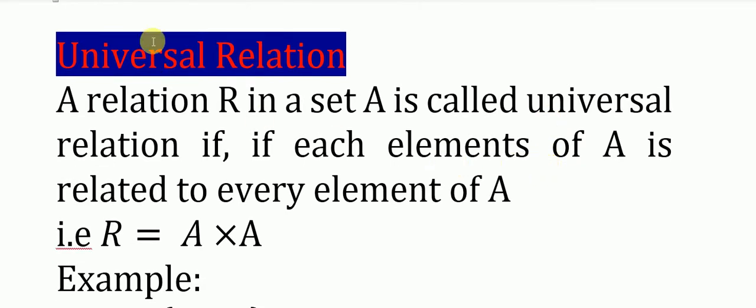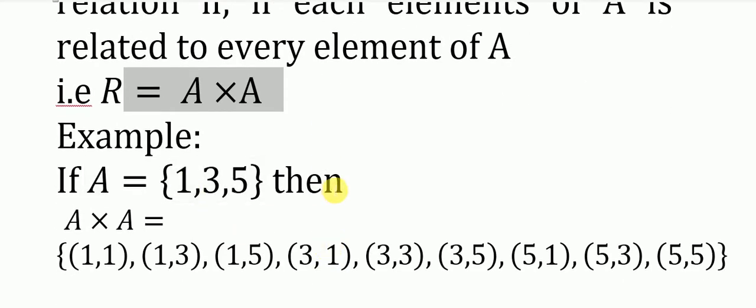Let us see what a universal relation is first. R is equal to A cross A. We know that every set is a subset of itself, so it is a trivial subset. Here, if you consider A cross A and R equal to A cross A, that is the universal relation. You can see the example A = {1, 3, 5} here. A cross A is nothing but every element related with every element, that is (1, 1), (1, 3), (1, 5), (3, 1), (3, 3), (3, 5), (5, 1), (5, 3), (5, 5).